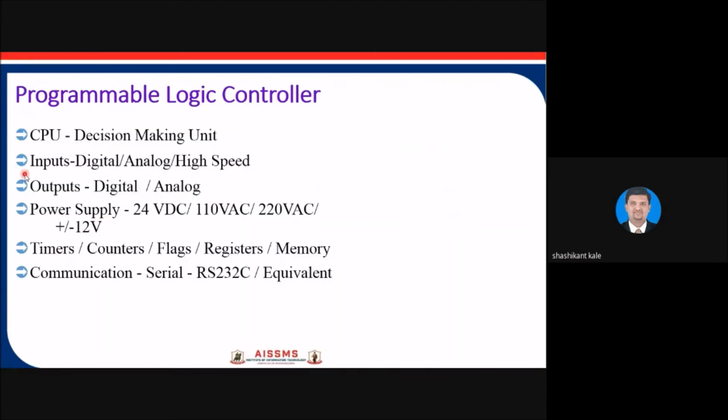Okay, these are the various blocks available inside the PLC. The CPU is the decision making unit. Inputs can be digital, analog or high speed. Outputs are again two categories, digital as well as analog. Digital means on off control, and analog means 0 to 100% of its value. Power supply is available: 24 volt, 110 volt, or 220 volt can be there. For India it should be 220 or 230 volt power supply, or 24 volt peak to peak, that means plus minus 12 volt power supply can be there.